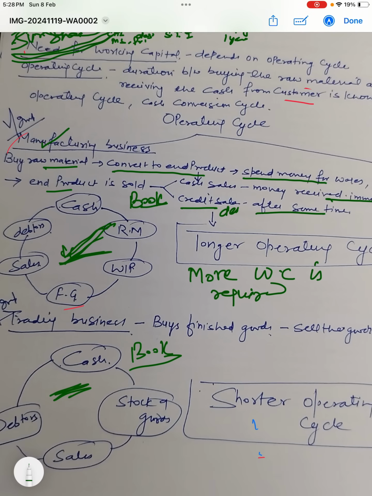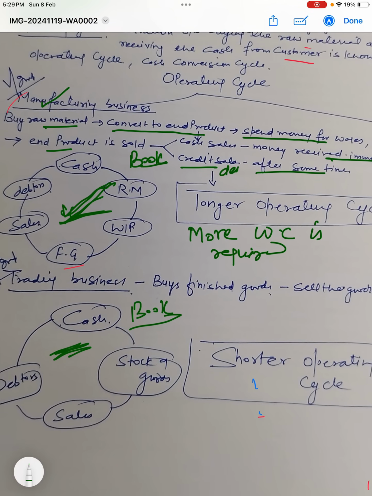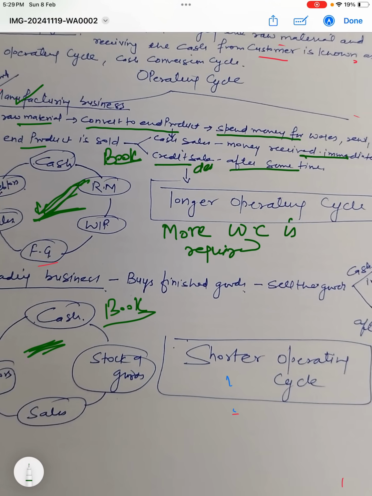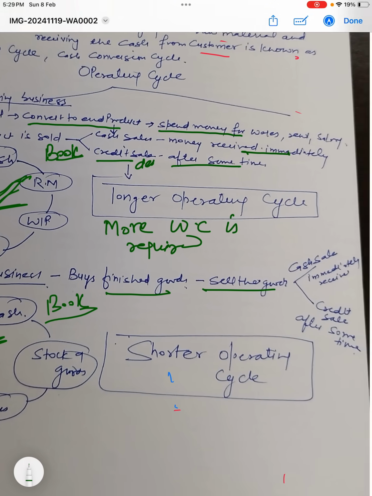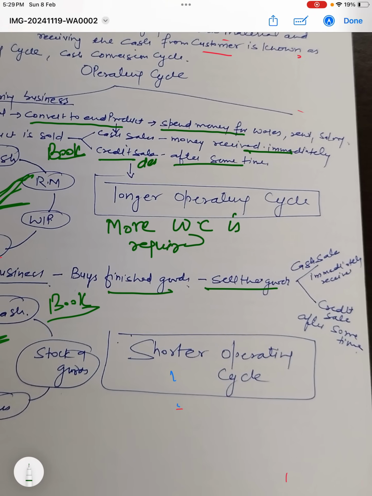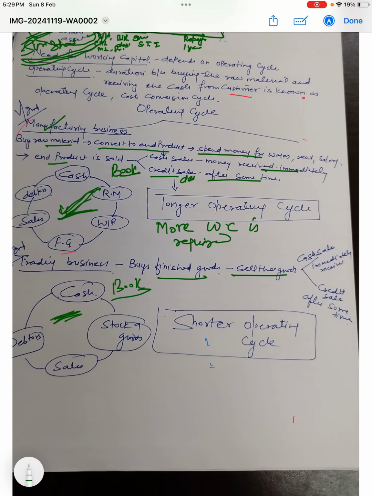Okay. Now, then we have trading business. What is the meaning of trading? Trade means buying and selling. Buying and selling is called trading business. So you buy finished goods and sell these goods, and when you sell, either you sell in cash or you sell on credit. Just see how small it is and just see how big it was. It is so small. You have cash, buy the goods, sell them. If you sell them on credit, you will get the money after some time. So you can see in case of trading business, the operating cycle is shorter.